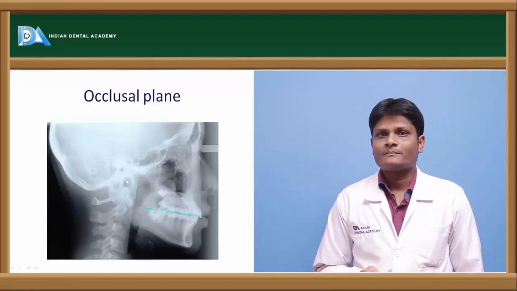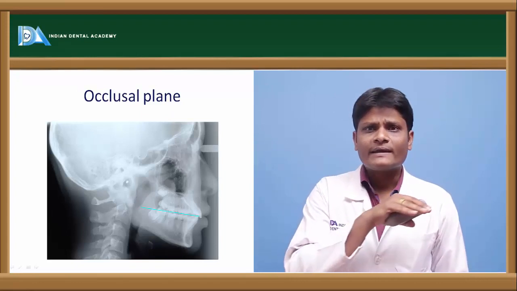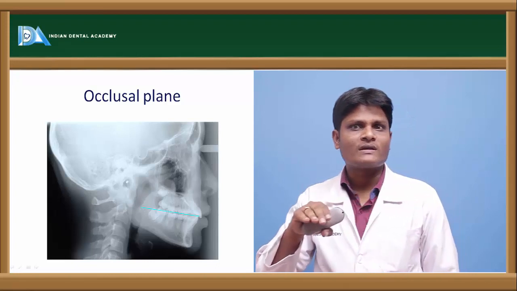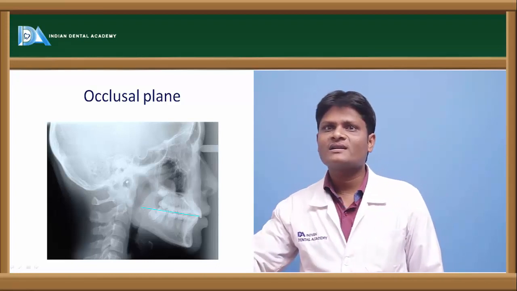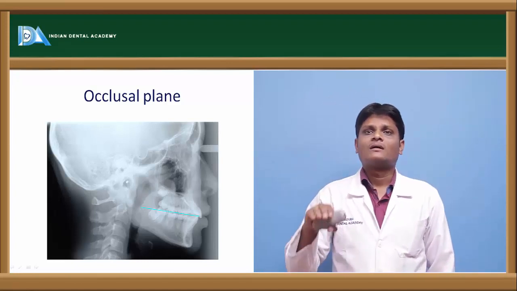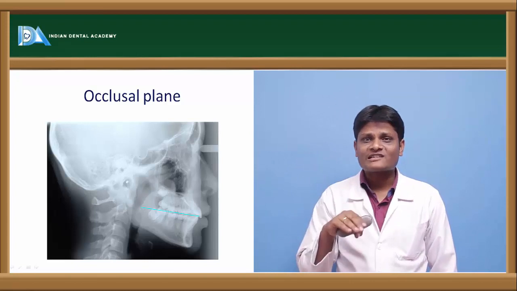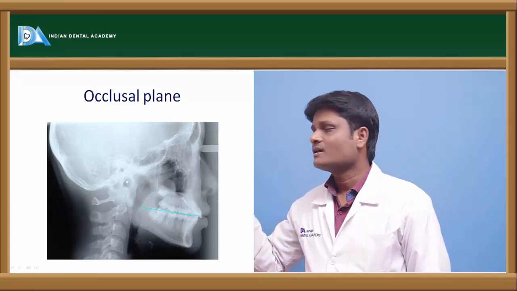The occlusal plane. It is the plane formed along the intercuspation of the molars and premolars. No matter whether it crosses through half of the crown of the maxillary incisor or half of the crown of the mandibular incisor, there is no issue. But it should pass through the intercuspation of molars and premolars. This is considered as the occlusal plane.